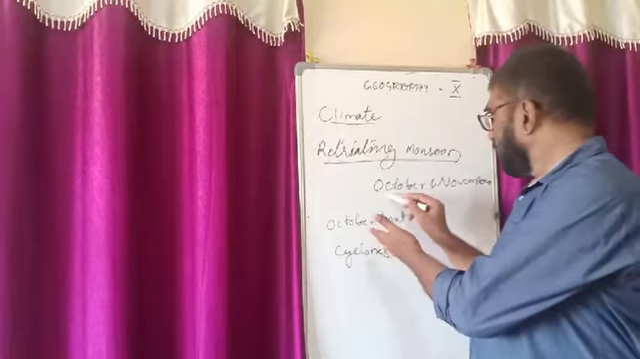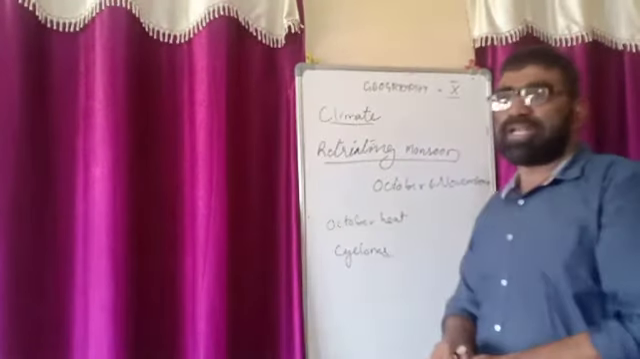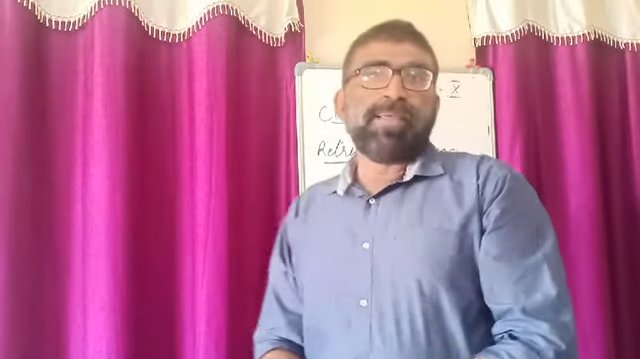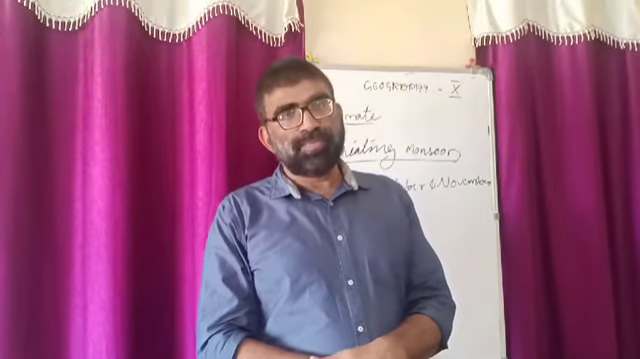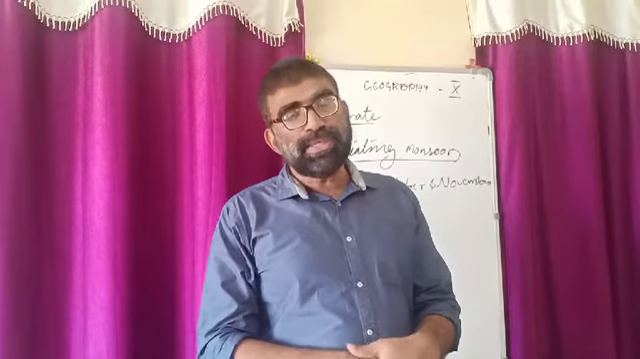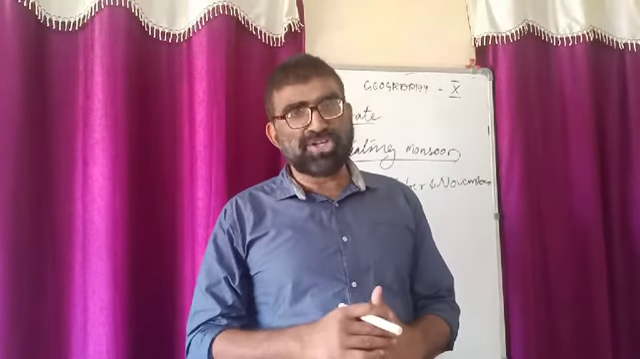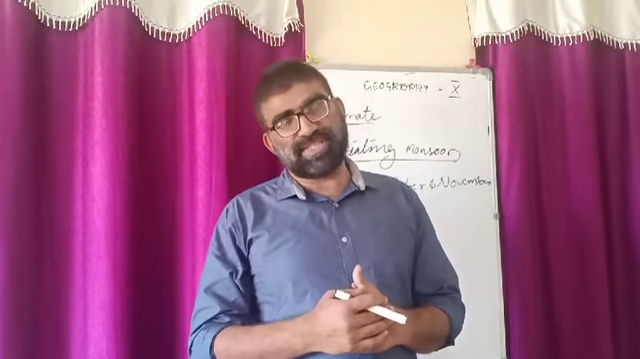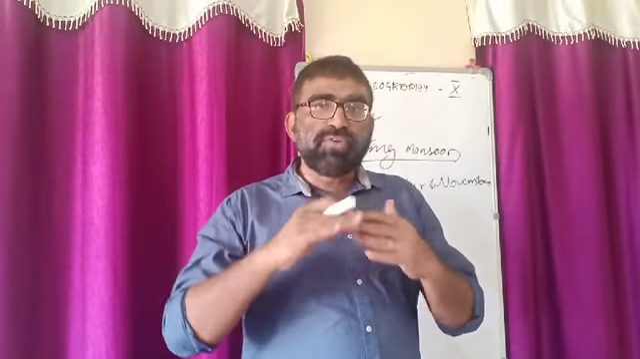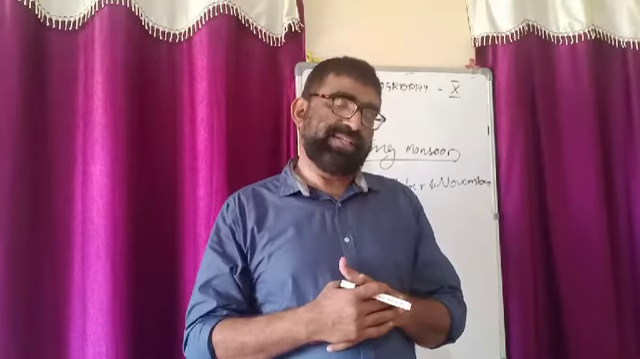October and November are the months of the retreating monsoon. We have seen the movement of the southwest monsoon. It strikes the Malabar coast on 1st June, which is known as the burst of monsoon, and from there it advances northwards. By 15th July, the southwest monsoon covers the whole subcontinent.